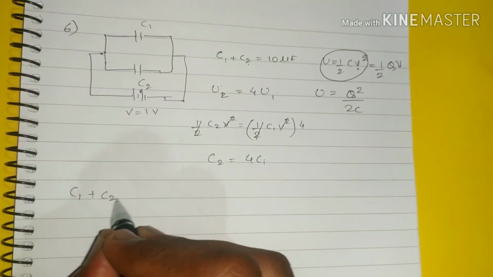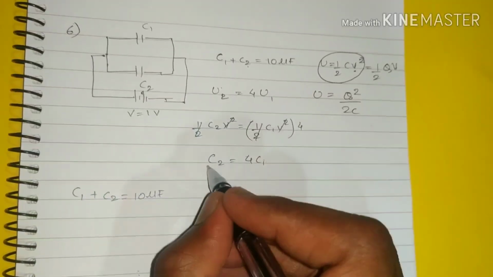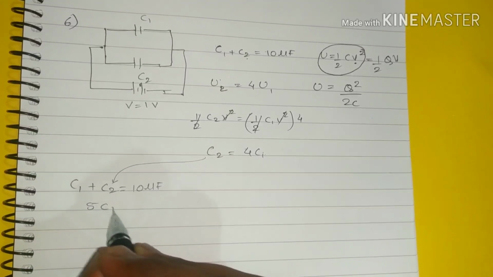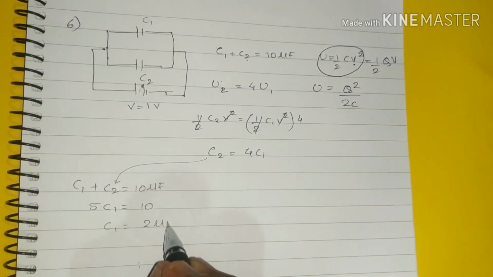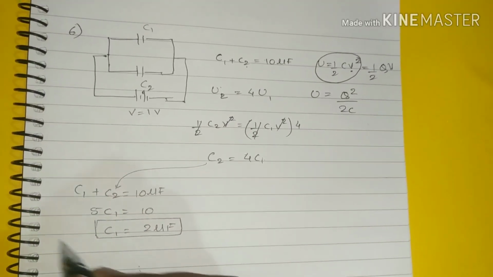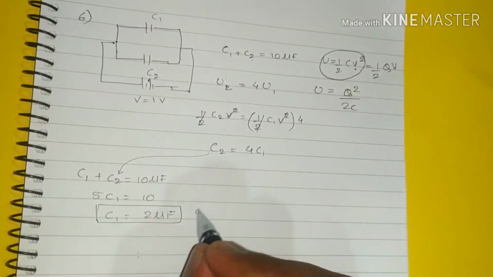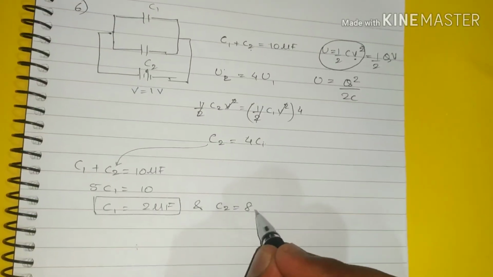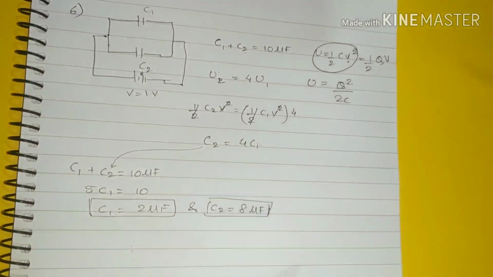C1 plus C2 is equal to 10 microfarad. Substituting this, I'll be getting 5 C1 is equal to 10. In short, C1 will be equal to 2 microfarad. This will be my expression for C1. Substituting the same value of C1 in this, I'll be getting C2 is equal to 2 multiplied by 4, that is 8 microfarad. These are the values of C1 and C2.